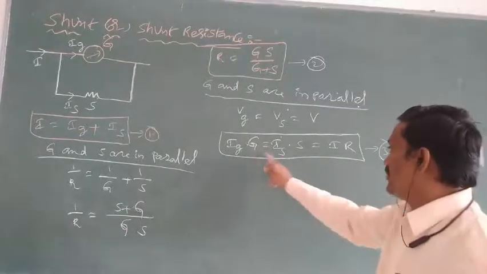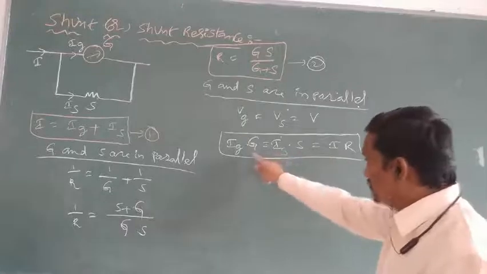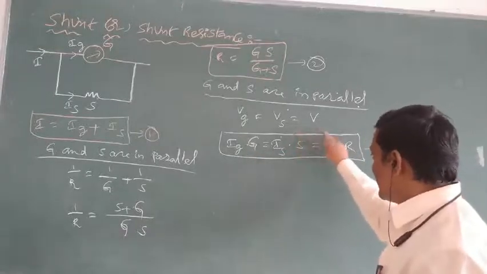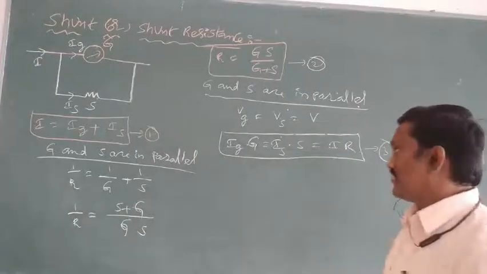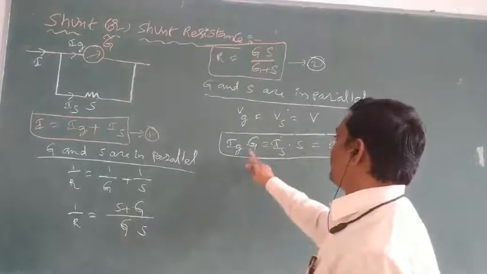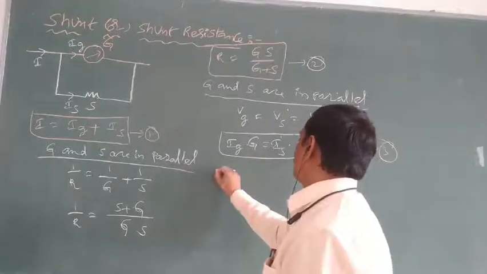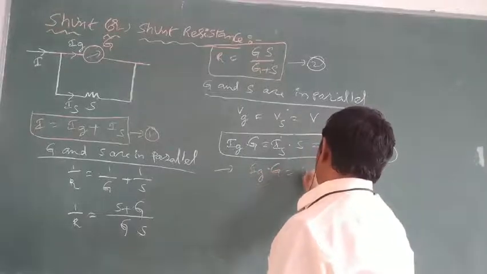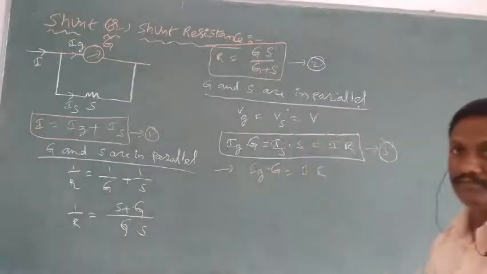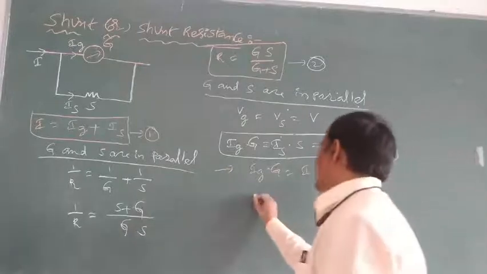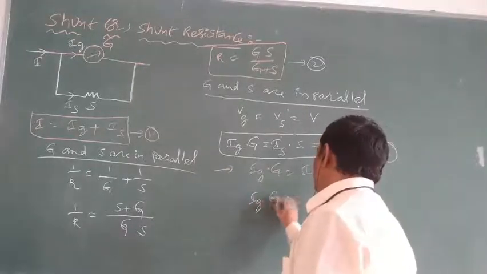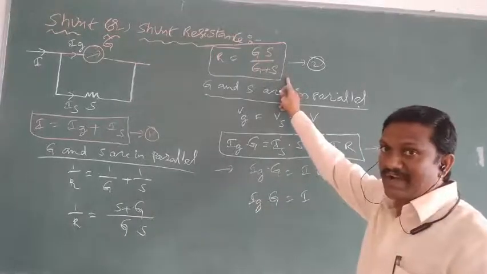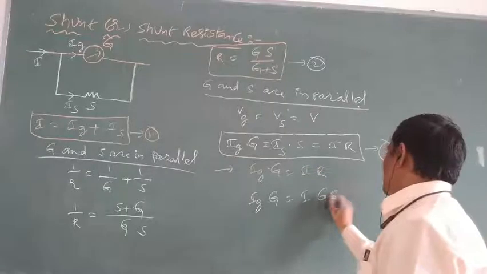So if A is equal to B is equal to C, then A is equal to B is correct, and A is equal to C is also correct, and B is equal to C is also correct. So from the above condition, equate first term and last term. So from the above equation, Ig into G is equal to I into R, or Ig into G is equal to I into R, which means effective resistance in parallel combination, GS by G plus S.